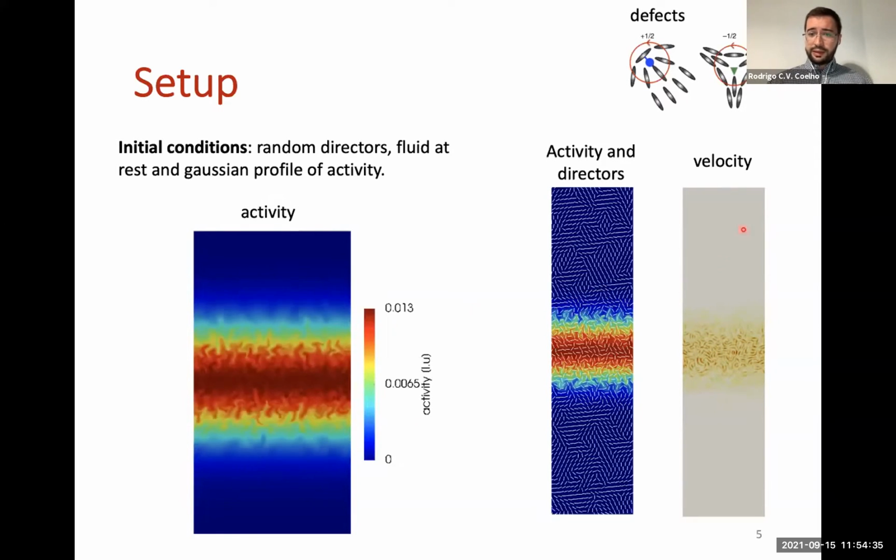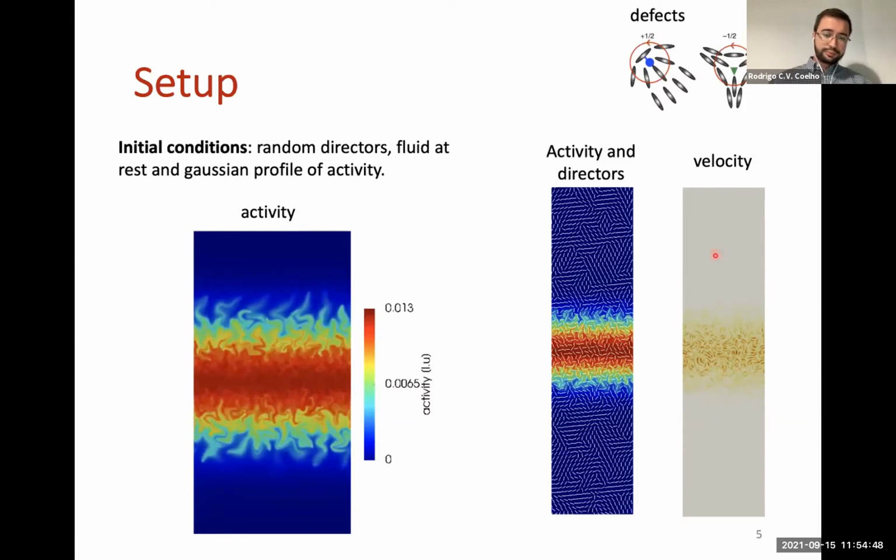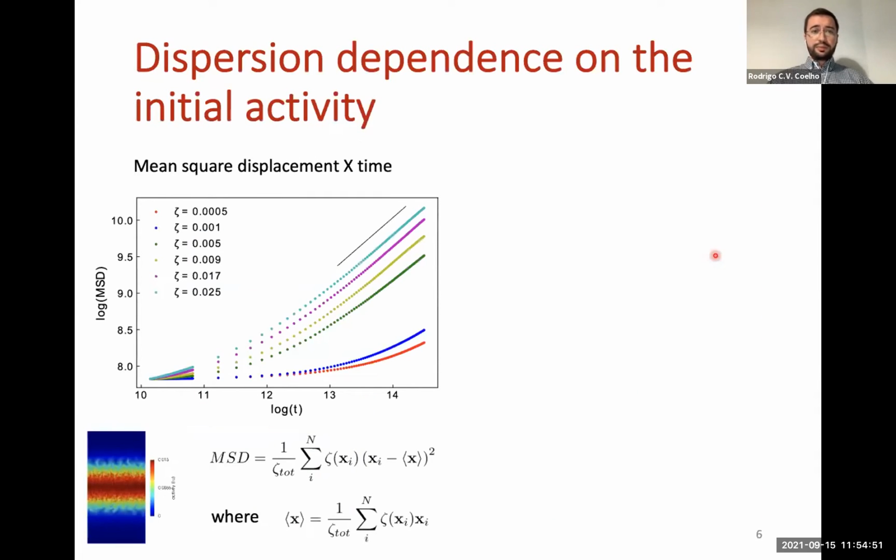What else? And here in the velocity field, for this specific time, you observe that there is velocity only for this active region, as would be expected. In the passive region, we don't see the velocity 0. Okay, so how to analyze the dispersion of activity?